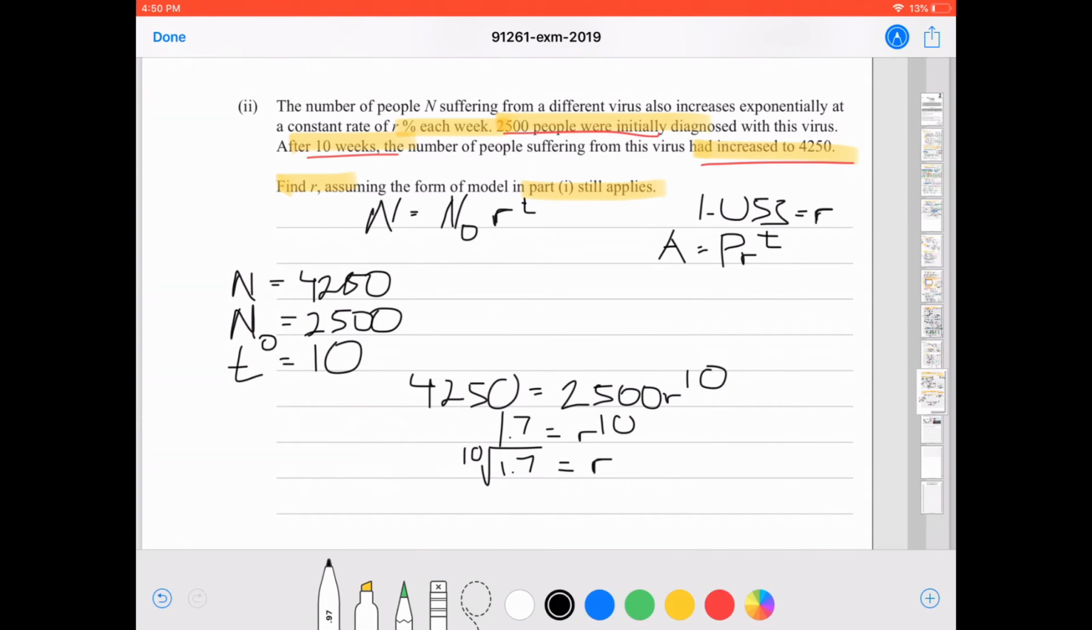And let's do that. You have to find the correct button on the calculator, and I'm searching for it. Okay, shift, and then 10, 1.7, that equals. The 10th root of 1.7 equals 1.054, 0.545 we could say. That equals r.